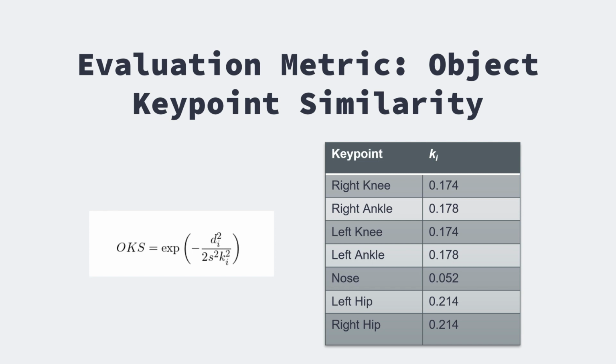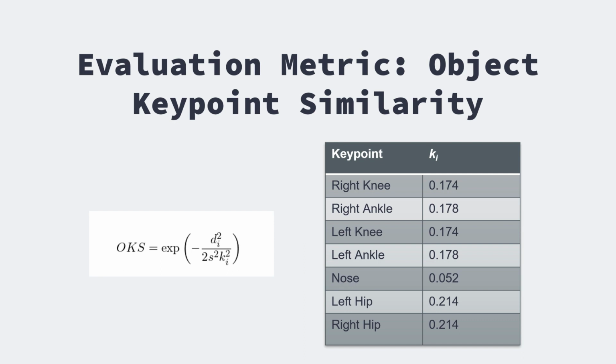The evaluation metric used in this project is Object Keypoint Similarity, or OKS, developed by COCO. This metric gives a value to the closeness of the predicted key point to the ground truth key point. It ranges between 0 and 1, and a perfectly predicted key point will have an OKS score of 1. The equation on the left shows the formula of OKS, but I will not go into too much detail here.